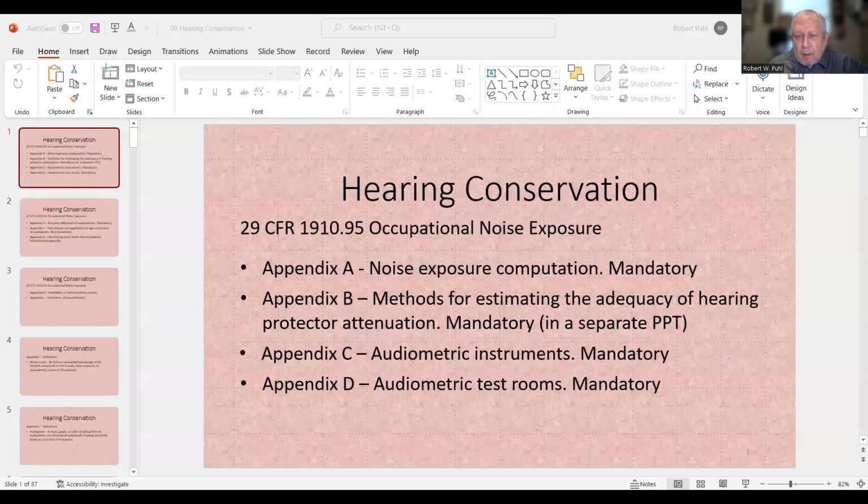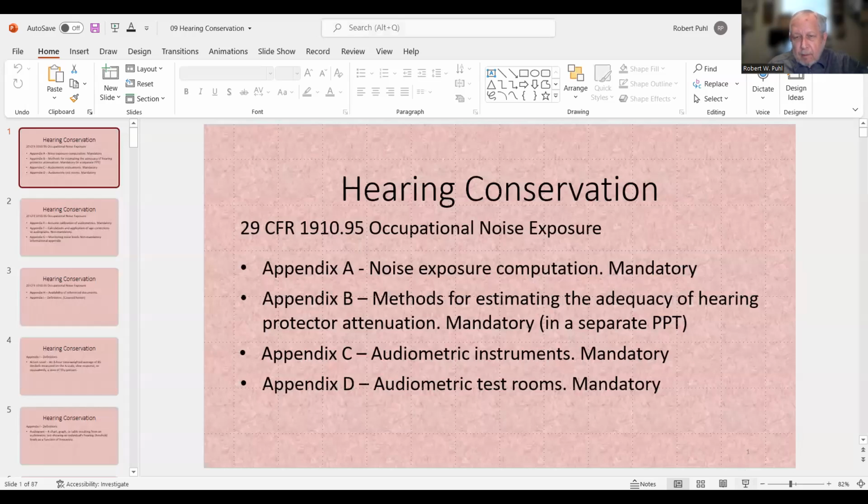We're going to talk about 1910.95, called controlled noise exposure, something like that. But most people just call it hearing conservation. Hearing conservation. It's something you're probably going to have to deal with.